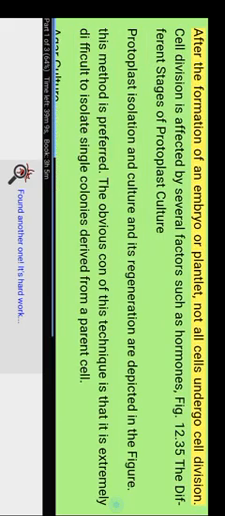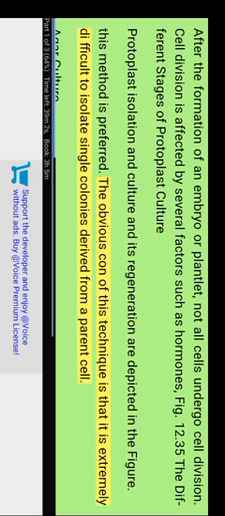After the formation of an embryo or plantlet, not all cells undergo cell division. Cell division is affected by several factors such as hormones. Figure 12.35 The different stages of protoplast culture. Protoplast isolation and culture and its regeneration are depicted in the figure. This method is preferred. The obvious con of this technique is that it is extremely difficult to isolate single colonies derived from a parent cell.